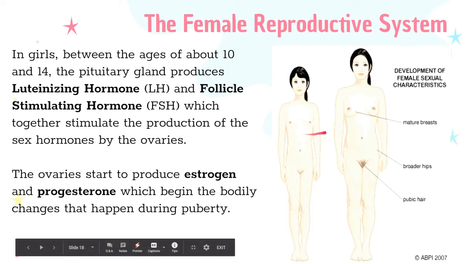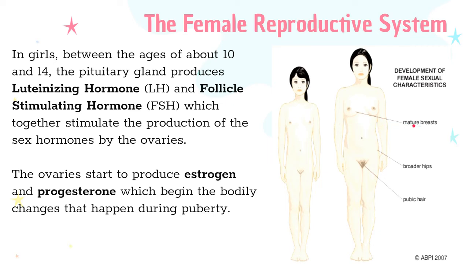As the female undergoes puberty, the changes include maturation or enlargement of the breasts, having a more feminine body shape with broader hips, and growth of pubic hair in the pubic region.